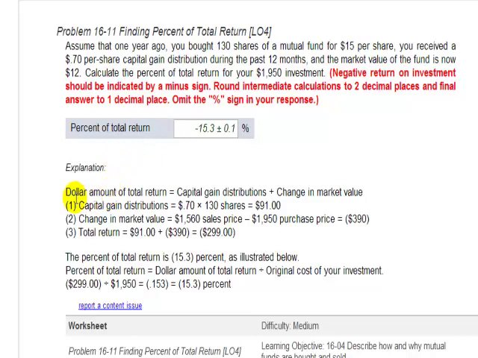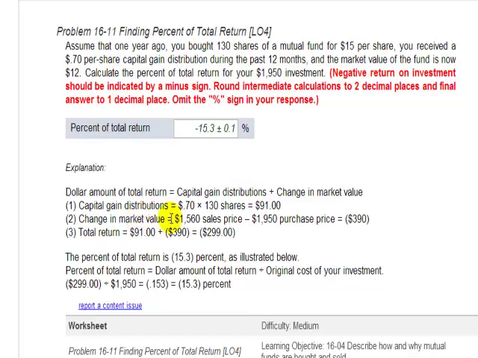So let's see. The dollar amount of total return is equal to the capital gains distribution plus the change in market value. So our capital gain distribution was 70 cents a share times the 130 shares we bought, or $91. So that's the first piece, the capital gain distributions, $91. The change in market value was negative, however.